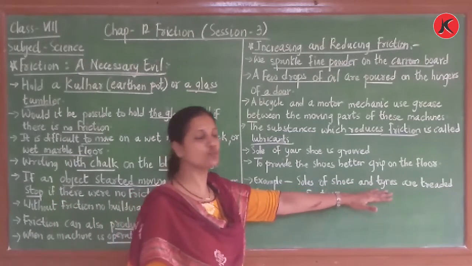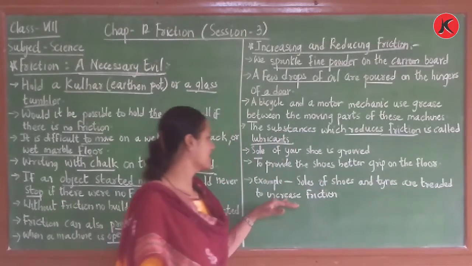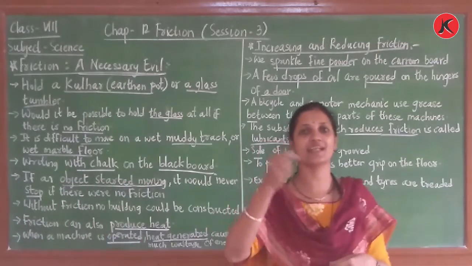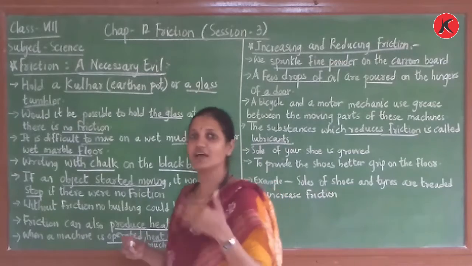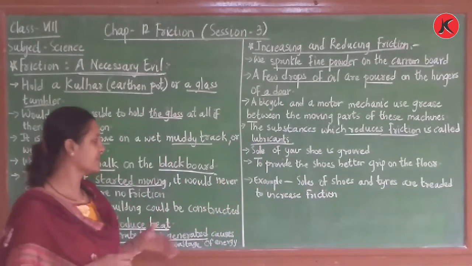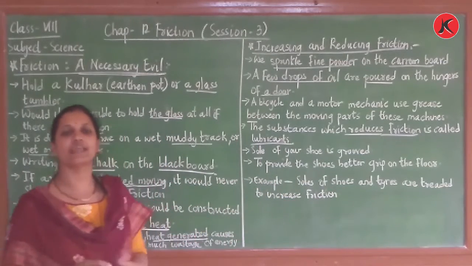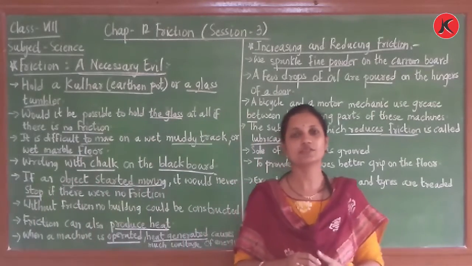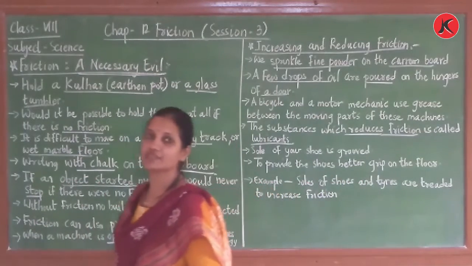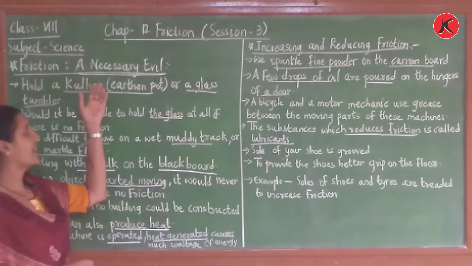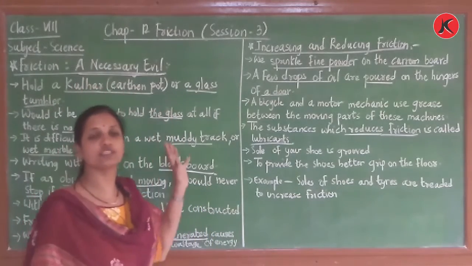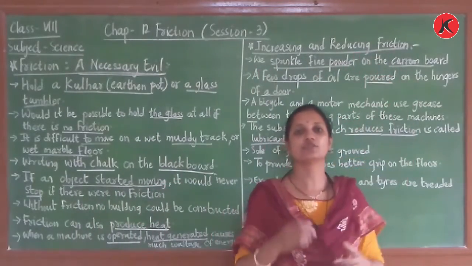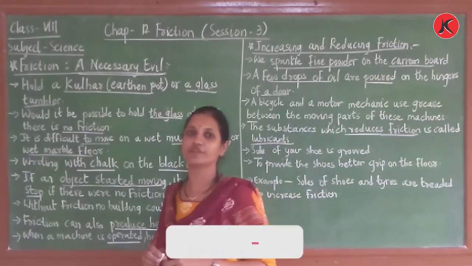Soles of shoes and tires are threaded to increase friction. You must have seen that tires have a thread-like structure with rubber. This allows the friction to increase, the vehicle to have better speed control, and it will not slip. So these are the points we have discussed about friction, a necessary evil, right? How friction is very important, and increasing and reducing friction depends upon the demand of the object.